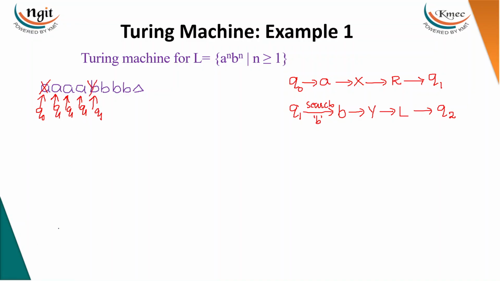Okay, then what will happen here? Here we have X, A, Y, B, delta. Then the task is given to Q naught. Sorry, Q2.